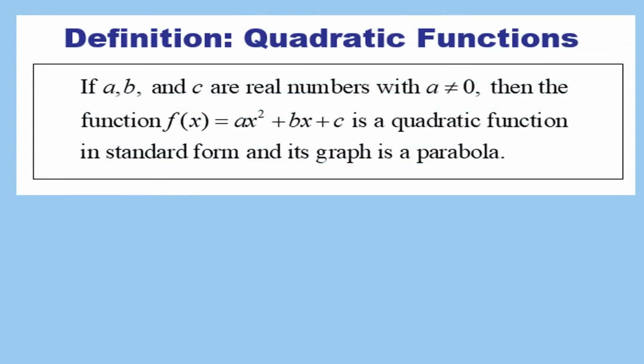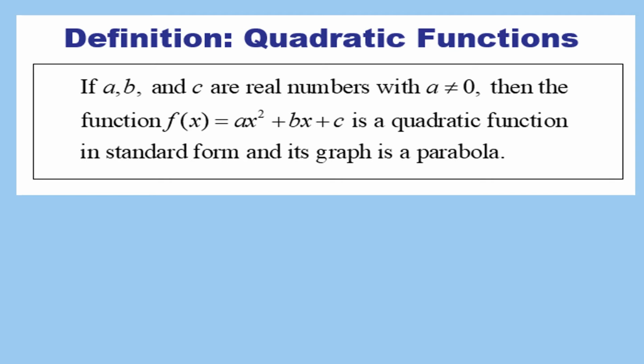The definition of a quadratic function is f of x, or y, equals ax squared plus bx plus c. And if we are trying to find where it crosses the x-axis, we can equate that to 0. Y is 0. So ax squared plus bx plus c equals 0.